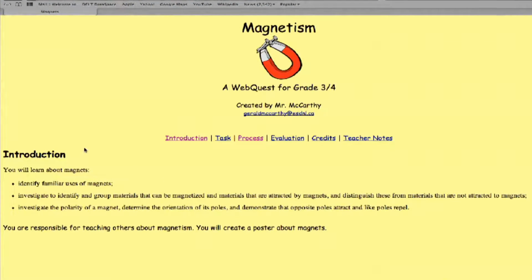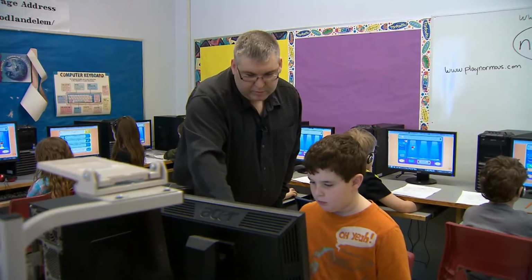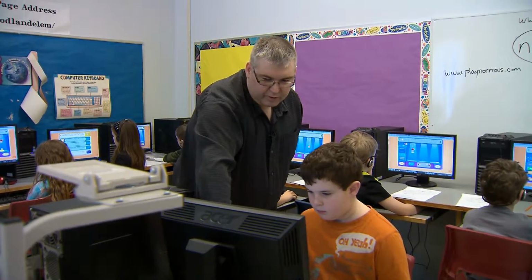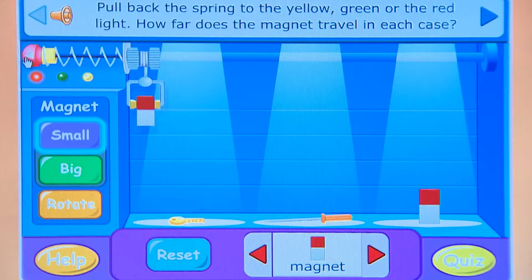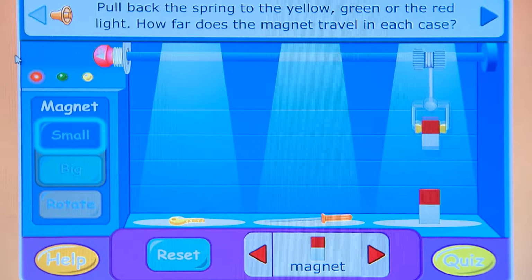So on the introduction page I talked about how they're going to learn about magnets and the different things about magnets. This is the yellow spot, this is the green spot, this is the red spot. So why don't you try a big magnet now? Reset. That works even better.